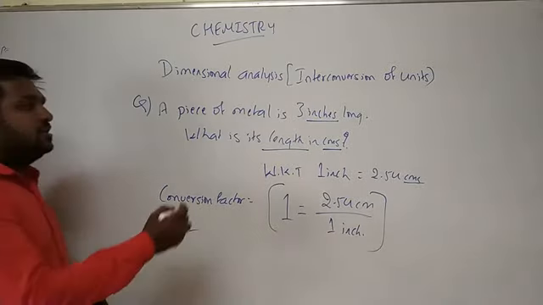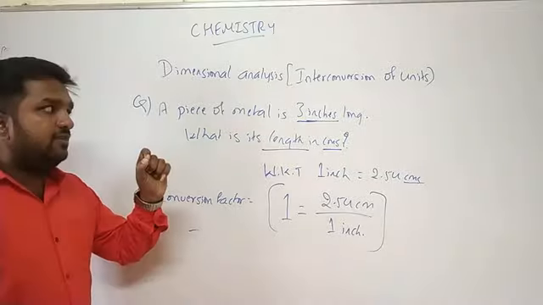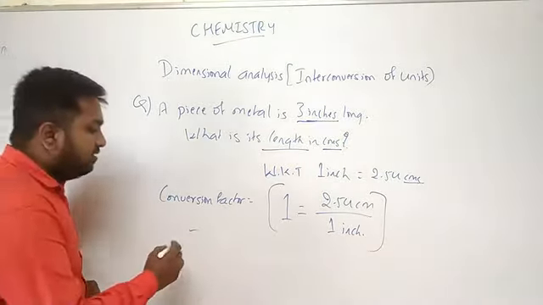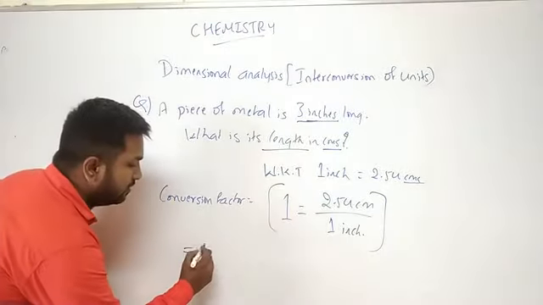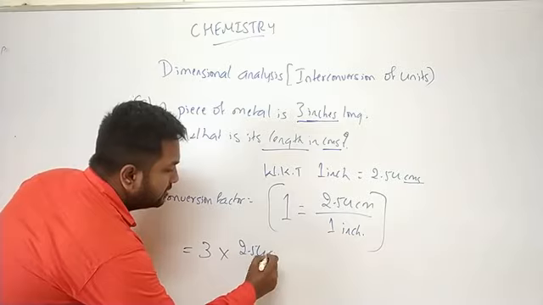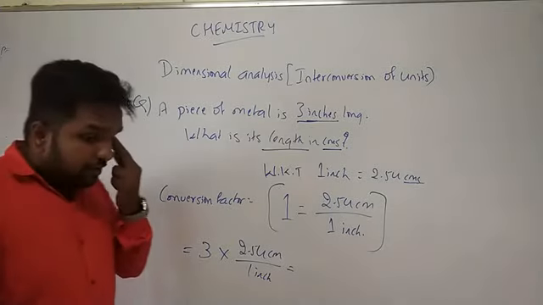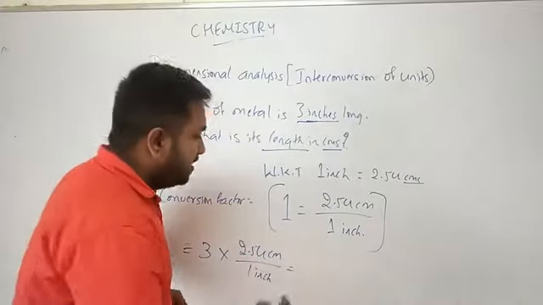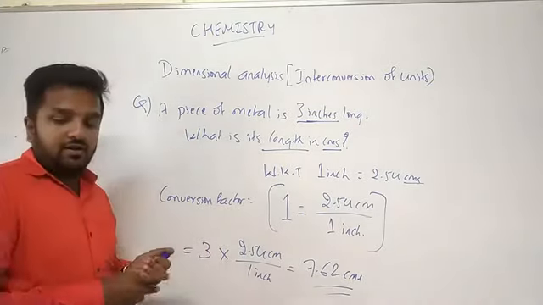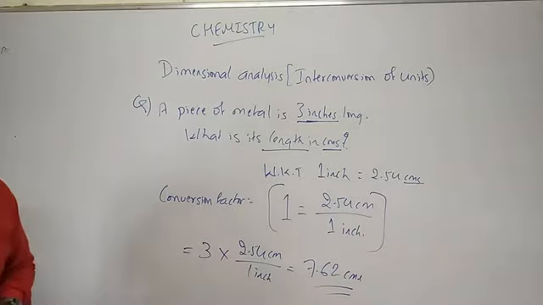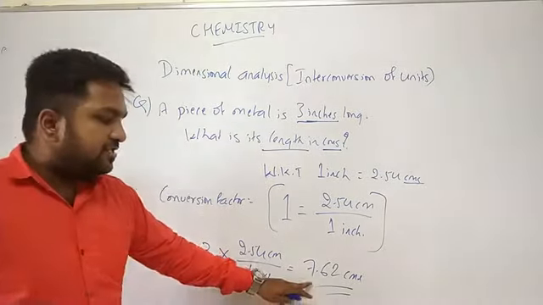So what is the question now? A piece of metal is 3 inches long. What is its length in centimeters? They have given it in inches, we have to convert it into centimeters, and we have got the conversion factor also. So now let us try that. 1 inch equals 2.54 centimeters. So 3 inches equals 3 into the conversion factor. If you just multiply 3 into 2.54, you get the value of 7.62 centimeters. So this is how you convert the unit of one physical quantity to another unit of the same physical quantity. It means that if the piece of metal is 3 inches long, then in centimeters it will be 7.62 centimeters.